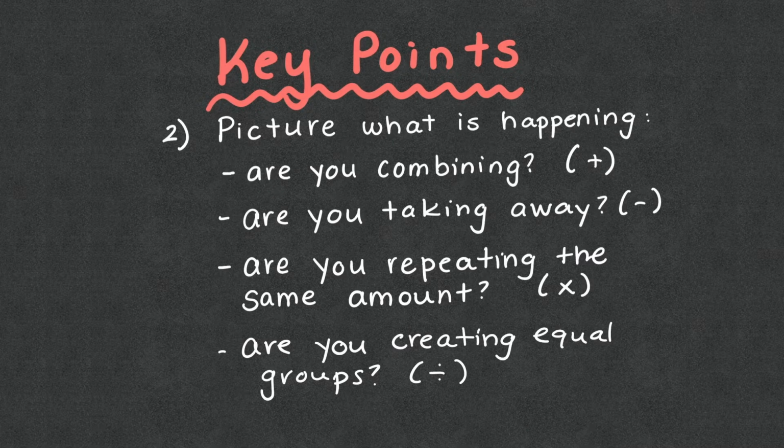Key point number 2, picture what is happening. So are you seeing things being combined? Are you seeing things being taken away? Do you see the same amount being used over and over and over again? Or are you creating equal groups? So that will indicate what might be happening if you can picture the scenario of the word problem.